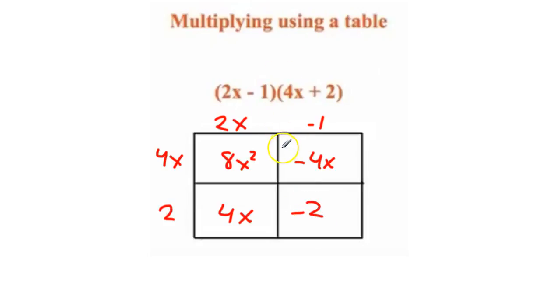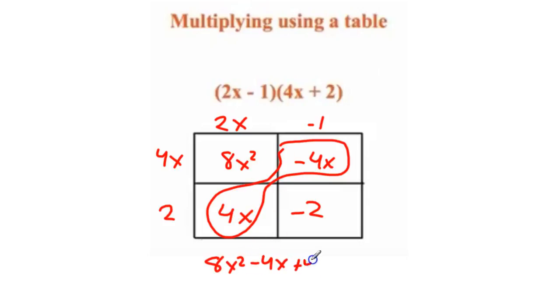If you set this up correctly, the boxes on the diagonal are going to be like terms. Like terms. And in this situation, they actually cancel. We have a negative 4x here and a 4x there. There's a negative, that's a positive, so they just cancel. You could write the whole thing out and write 8x squared, minus 4x plus 4x minus 2, or if you know they cancel, you don't even have to write those ones. So it's just 8x squared minus 2. There we go.